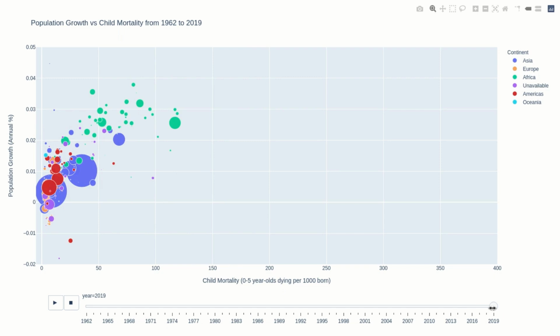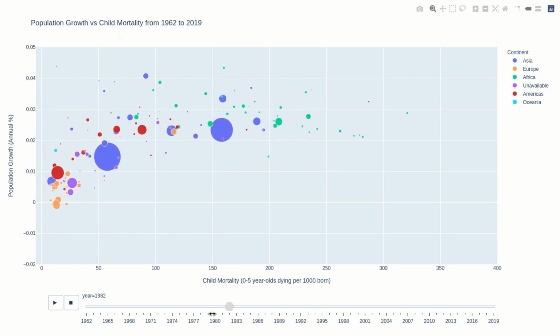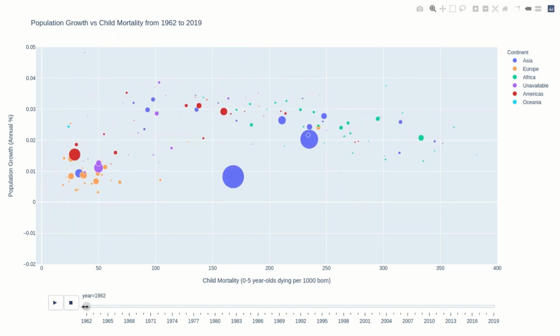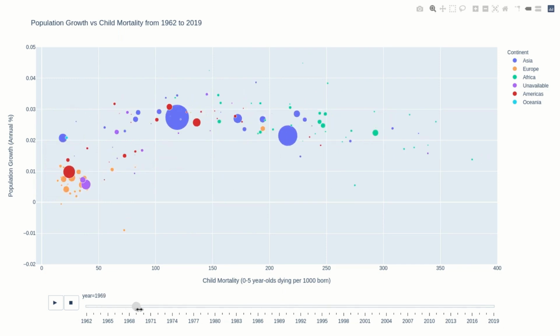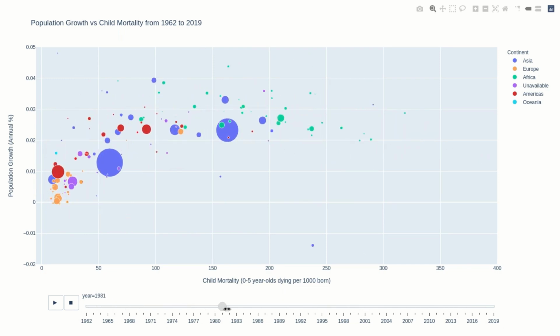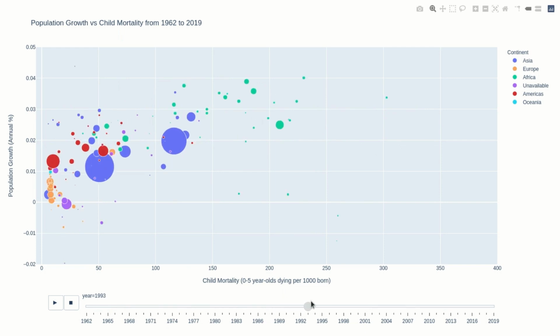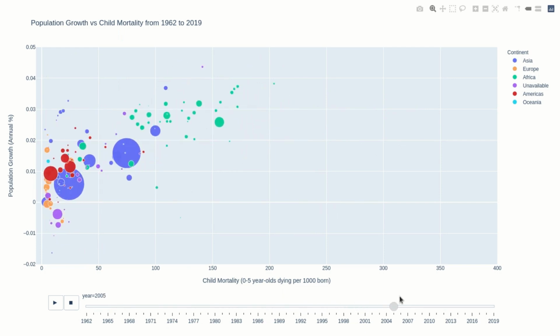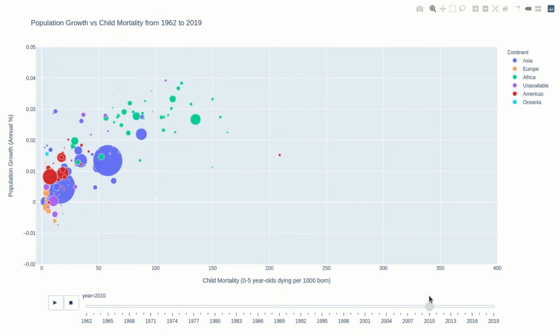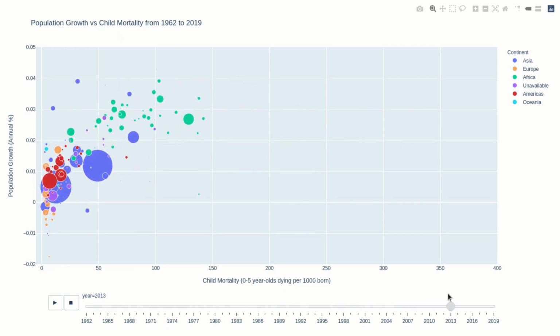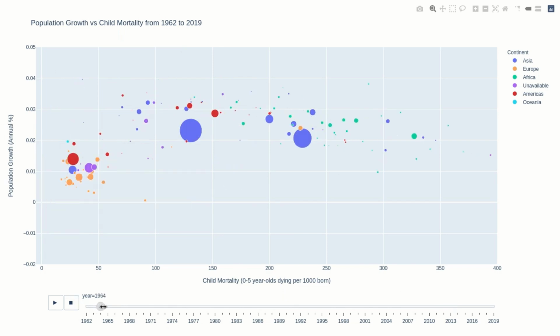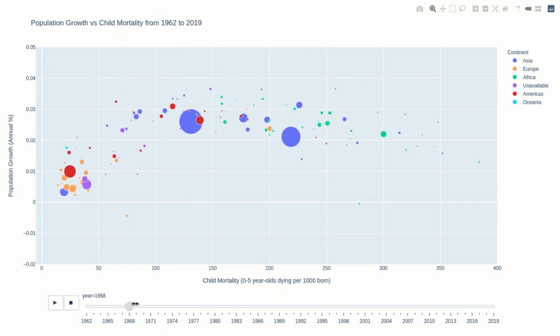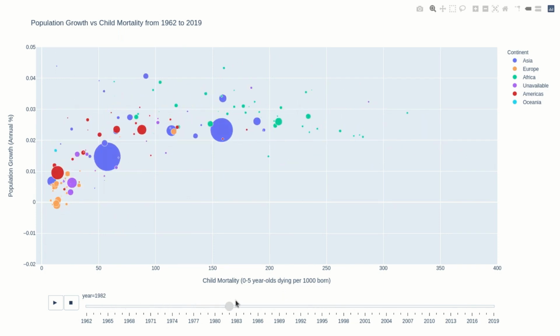And what's interesting to note here is the fact that countries tend to move towards the left with time, which means the child mortality rates are decreasing, and once they are moved enough towards the left, they also start to move downwards, which means that the population growth rate is also decreasing. So once child mortality rates have decreased, it also leads to a decrease in the population growth rate.